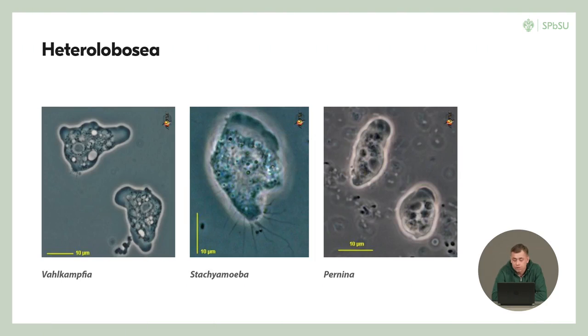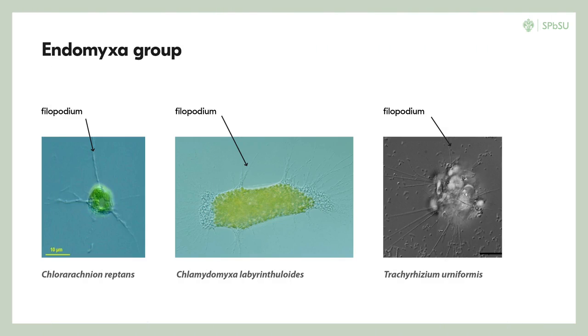Heterolobosean amoebae also form pseudopodia, which are thick and blunt, but their formation is not gradual, but rather fast and spontaneous. This saltatory process is called eruptive movement, the type of amoeboid movement characterizing heteroloboseans. There are also amoeboid cells belonging to the group called Endomyxa. These cells also change their shape, but in this case pseudopodia are long and thin. In this case they are called filopodia.